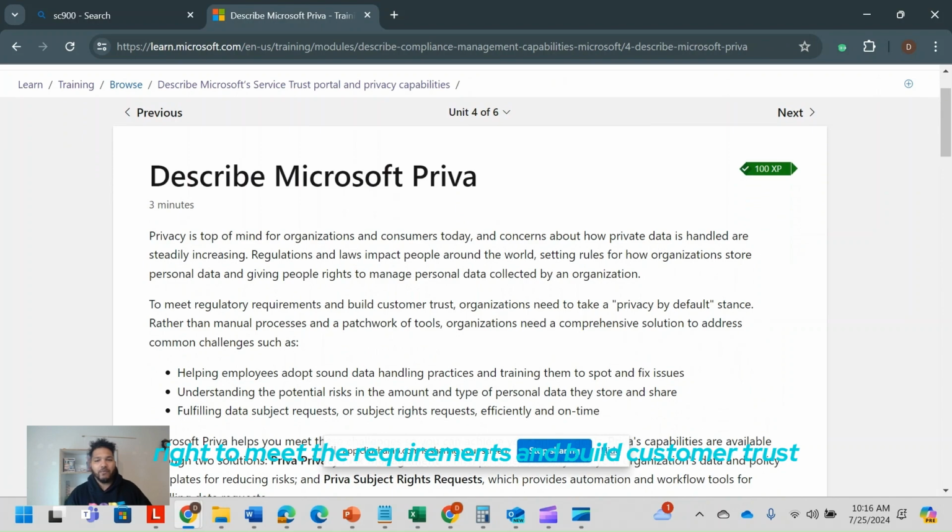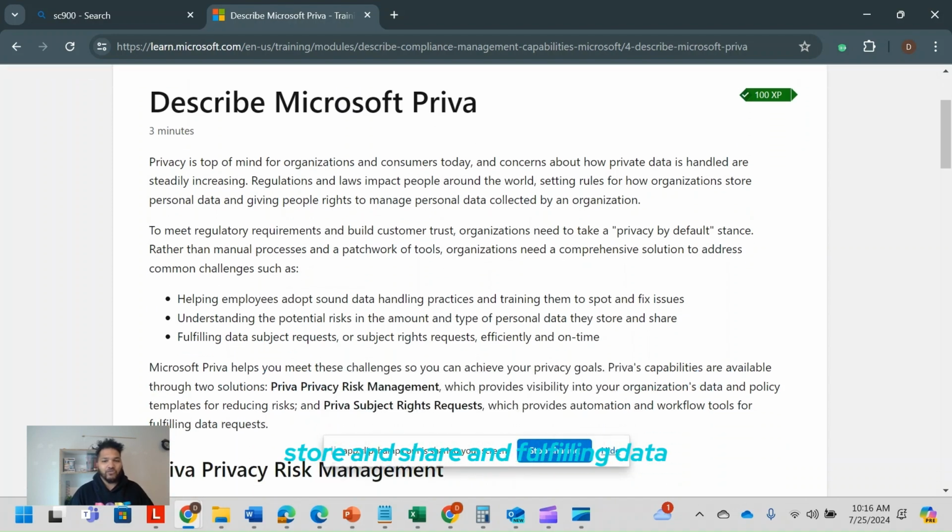To meet these requirements and build customer trust, organizations need to take a privacy by default stance. That helps employees adopt sound data handling practices and trains them to spot and fix issues, understanding potential risks and the amount and type of personal data they store and share, and fulfilling data subject rights requests efficiently and on time. Microsoft Priva helps you meet these challenges so you can achieve your privacy goals.